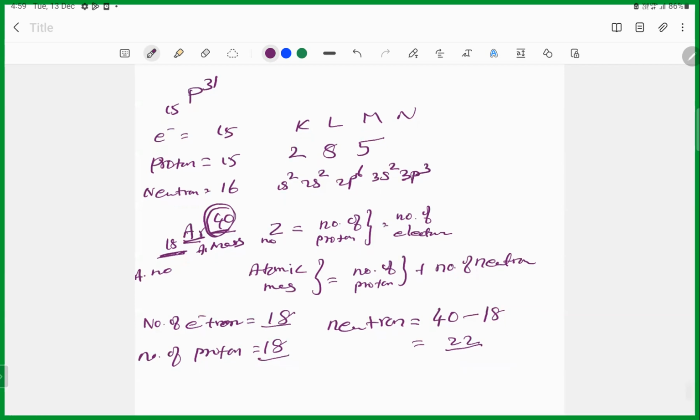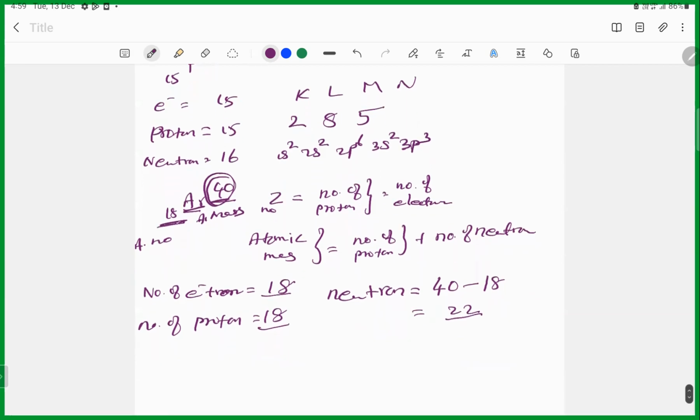So now fill the electronic configuration. K, L, M, N: K can accommodate 2, L can accommodate 8, M 18, N 32. So totally you have 18 electrons to fill. 2, 8, then 8 more, and the remaining 12 is there. So N becomes 12, right? Sir, M shell should be 8.